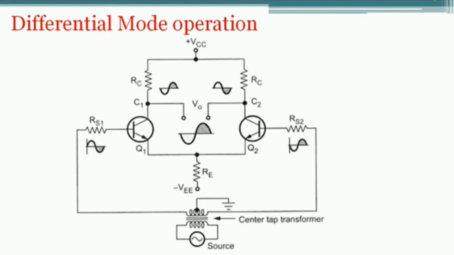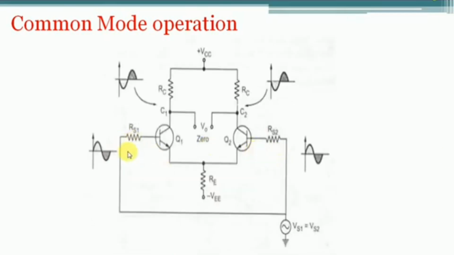Now let us see the next concept, that is common mode operation. In this mode, the two signals have the same magnitude and same phase, meaning the two input signals are the same. If you observe the circuit, the two input signals of the differential amplifier are connected to the same source, which indicates that only one signal source will be present. Now let us see the explanation. First, we will observe how the signal response will be at the emitter terminal. Thereafter, we will observe how the signal response will be at the collector terminal.